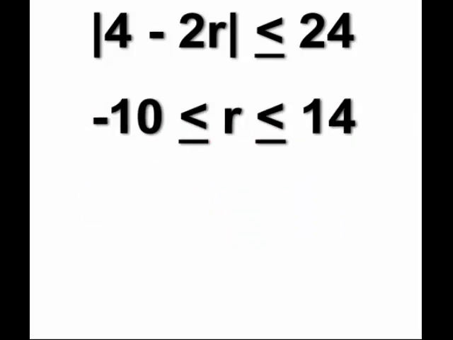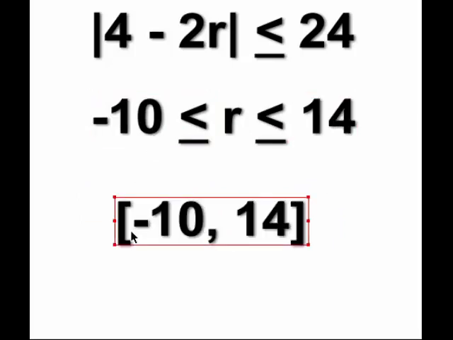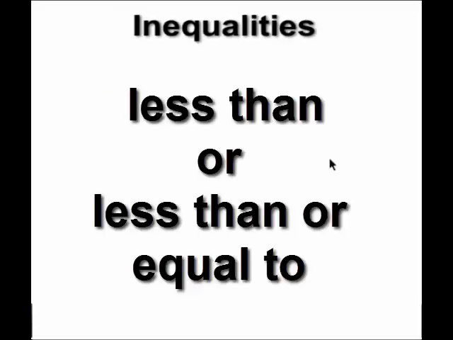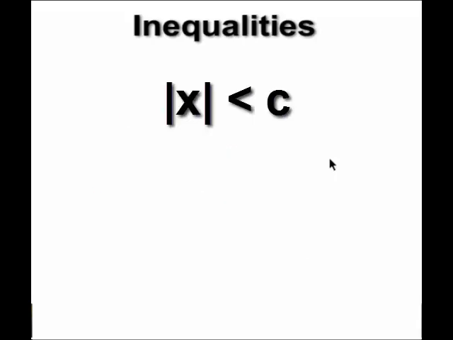And in set notation, we just use the brackets because we can include those. So that was an example of a less than inequality. So for less than or equal to, the general rule looks like this: for any absolute value that is less than a specific number, the first step is just to drop the absolute value bars, right? So anything within that is just less than C.